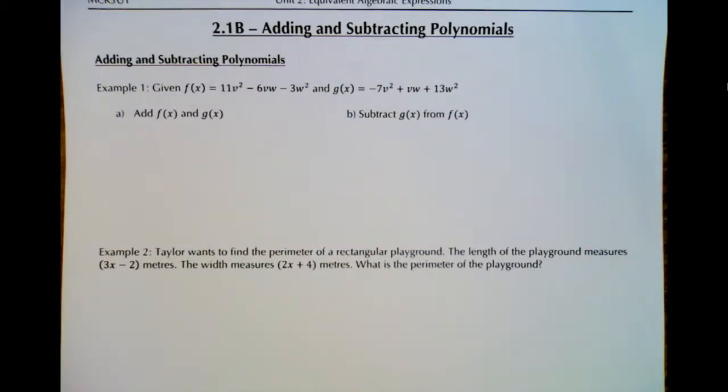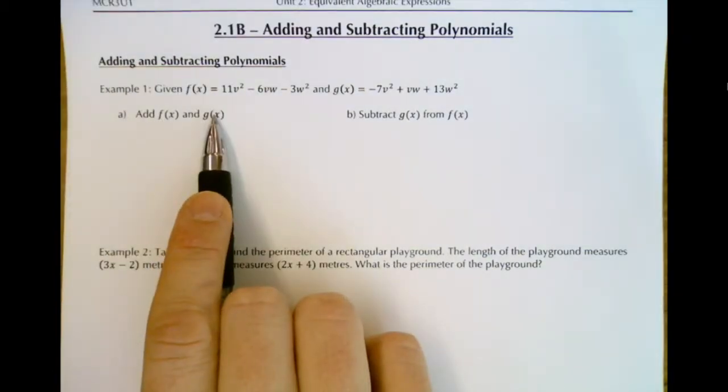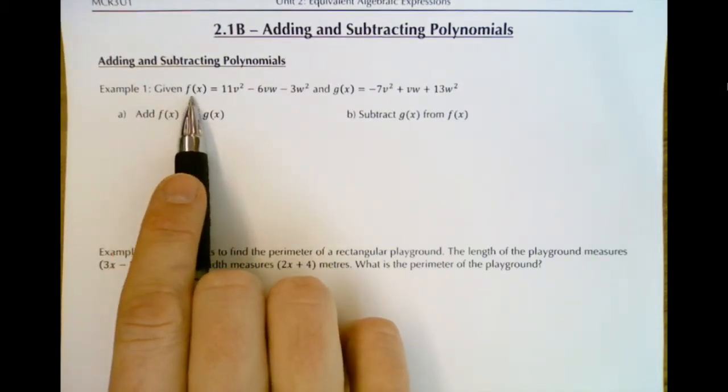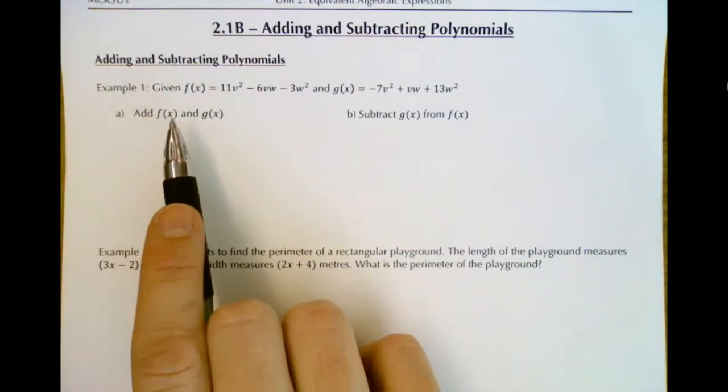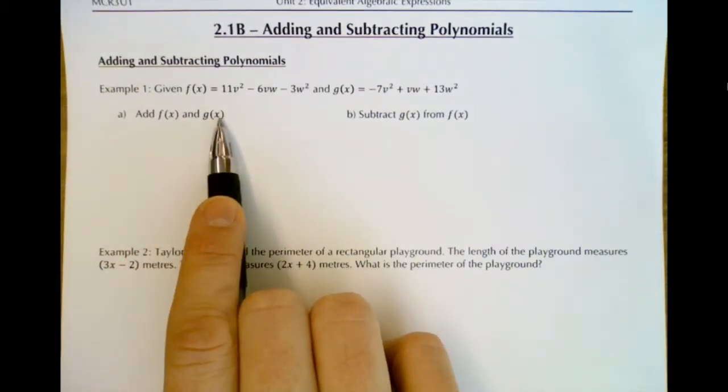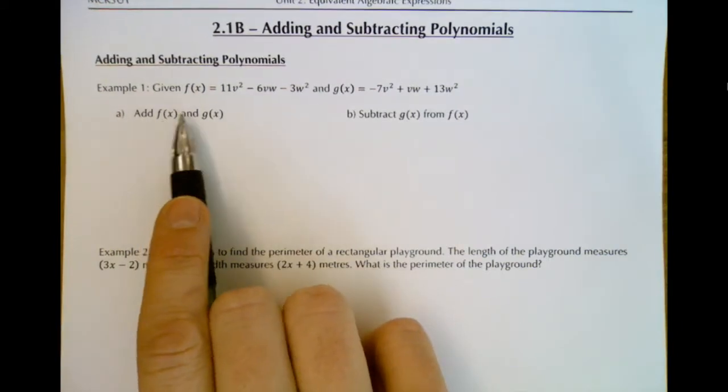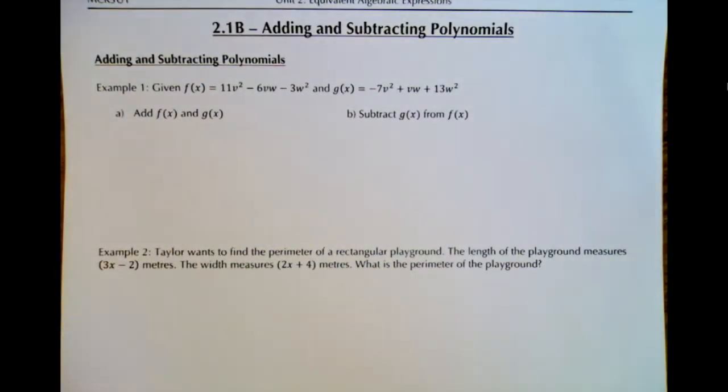When adding polynomials, the order that you add doesn't matter. If we're given two polynomials, f of x and g of x, and we add them, the order doesn't matter. If we did f of x plus g of x, we should get the same thing as doing g of x plus f of x. The reason why is that when adding even simple numbers, order doesn't matter. 2 plus 5 is the same as 5 plus 2. They're both 7. And it's true for any type of polynomial.